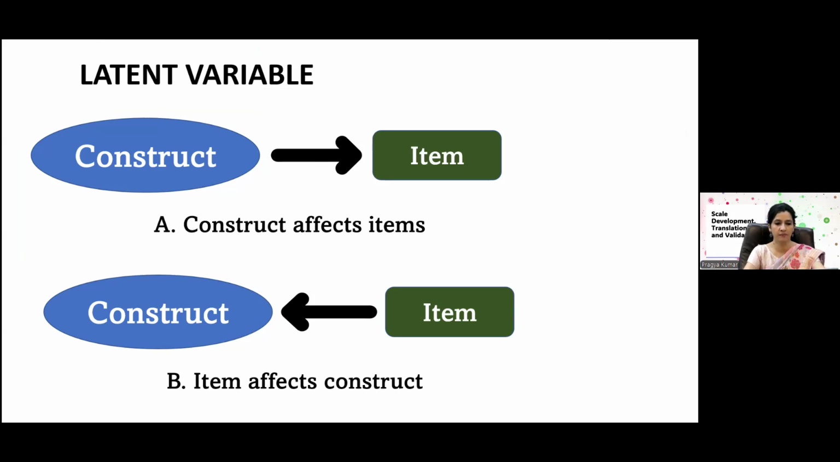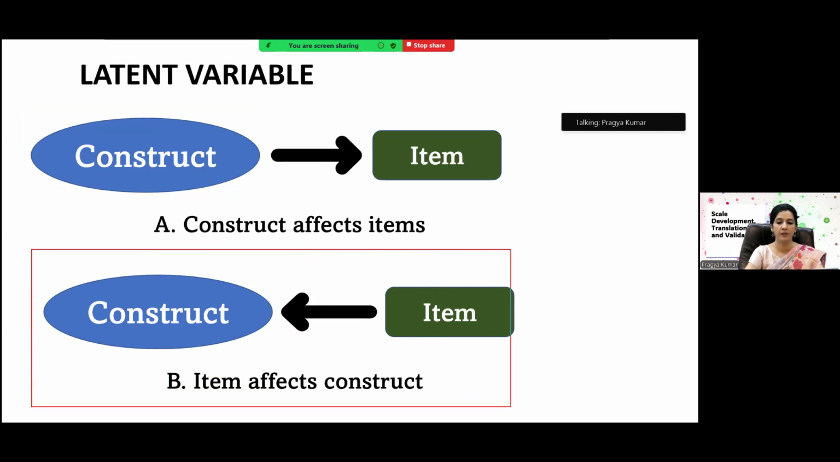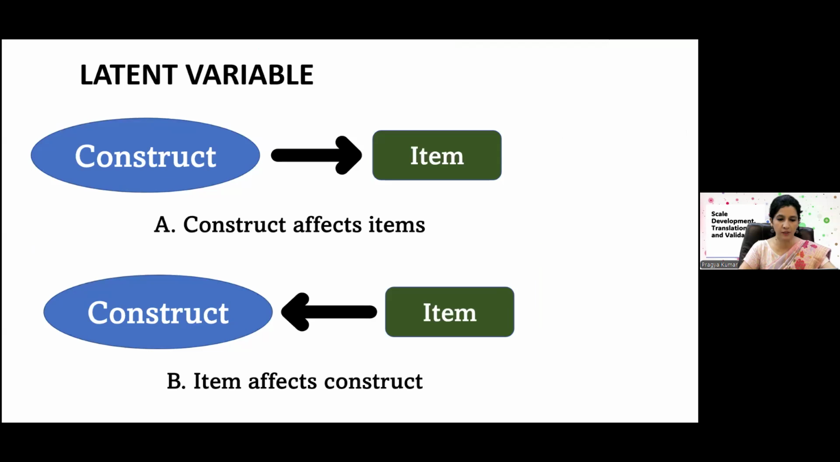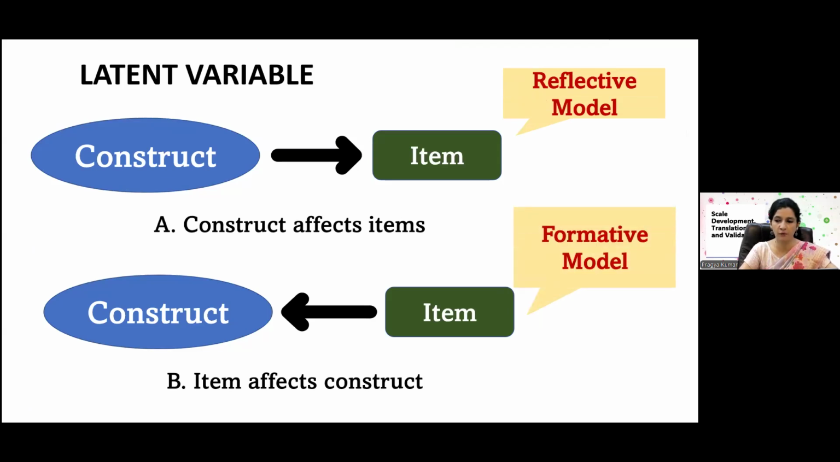So now coming to the second type. If I go to the second type of model, here the item affects the construct. Like in case of socioeconomic status, if my education is high, item is like my education. If my education is high, if my earning or the income is high, if my occupation is high, then my socioeconomic status will be high. So here the item is affecting the construct. Okay. So it is again one type of measurement model. So the first type is known as the reflective model. And the second type is known as the formative model.